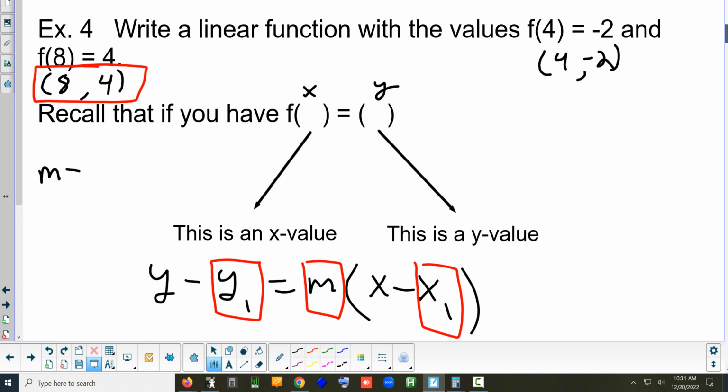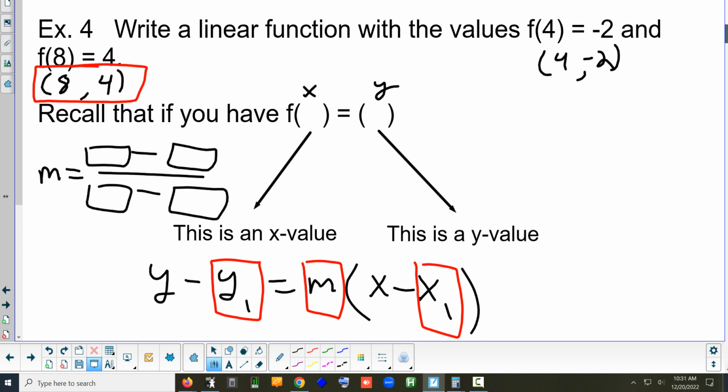Can someone remind me what is my formula for slope? I can't count this time because I don't have a picture. So I have to do it this way. Someone remind me what goes in the top. Yep, y2 minus y1. And what goes in the bottom? x2 minus x1. Okay, let's label these points. That's my first x. That's my first y.